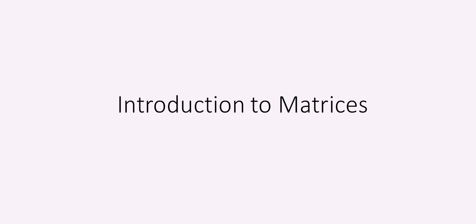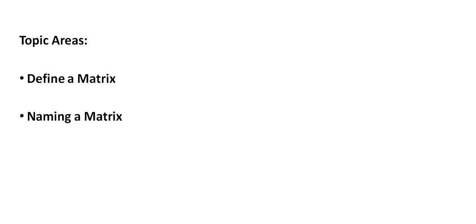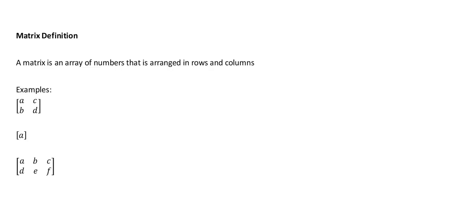Now let's go ahead and introduce you to matrices. We're going to define what a matrix is, and then we're also going to look at how we name matrices. So a matrix is an array of numbers that is arranged in rows and columns.